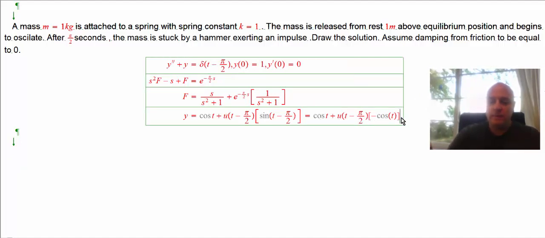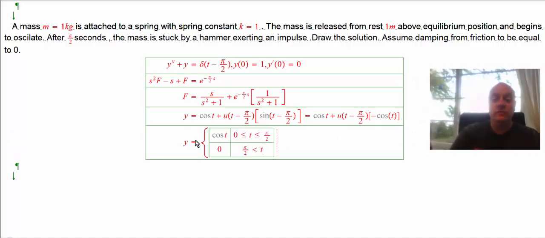Now let's think about what that means. Before t equals pi over 2, the Heaviside step function is 0, so it's just cosine. After pi over 2 seconds, this Heaviside step function turns to 1, so if I want to, I can write this as a split function. We ended up stopping its motion dead. Here's the algebraic way of writing it. We still haven't drawn the solution.